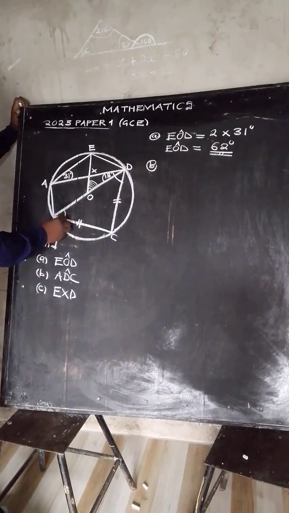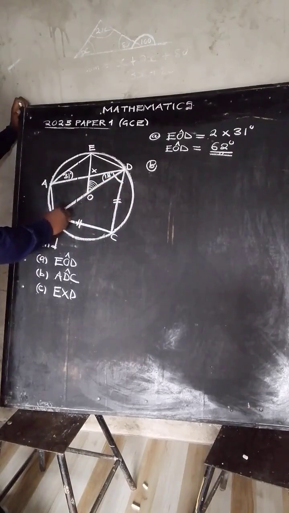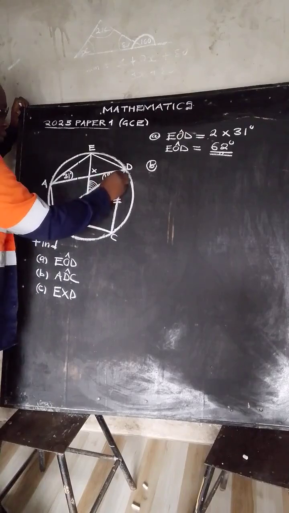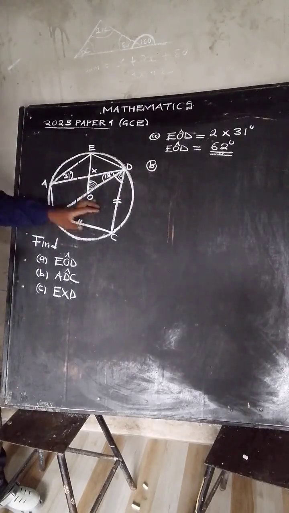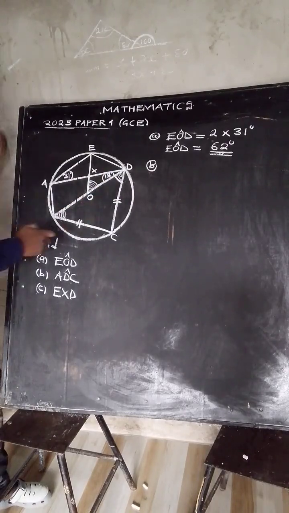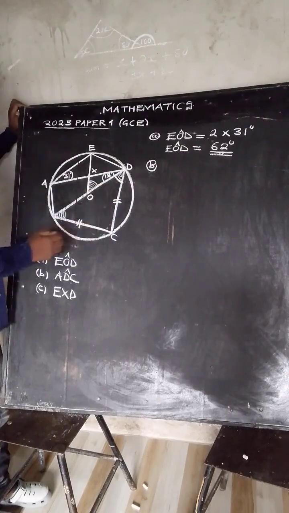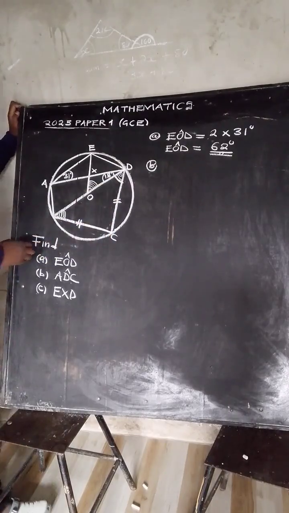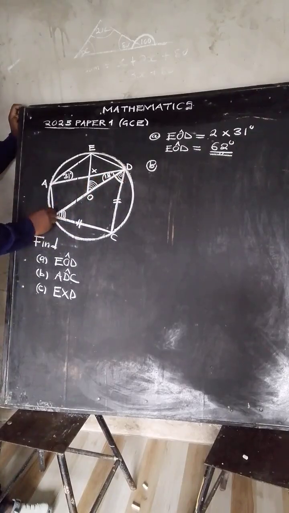Meaning this angle and this angle are equal, because these are the base angles of this isosceles triangle. Now we cannot find these angles without knowing this angle. This angle is 90 degrees because we know that this one is a diameter.